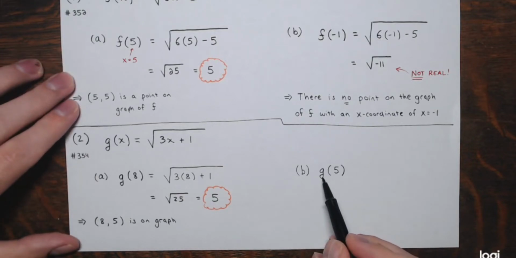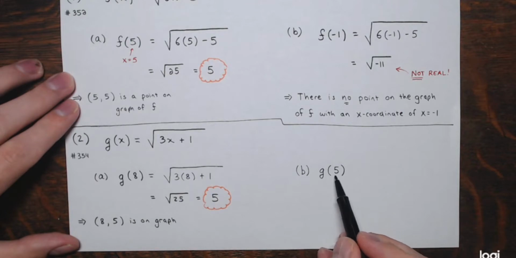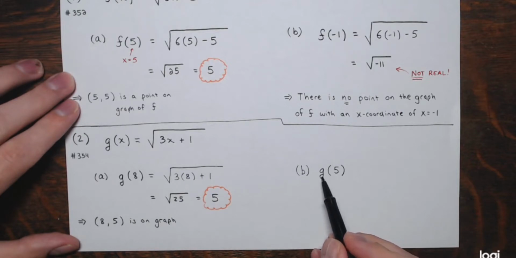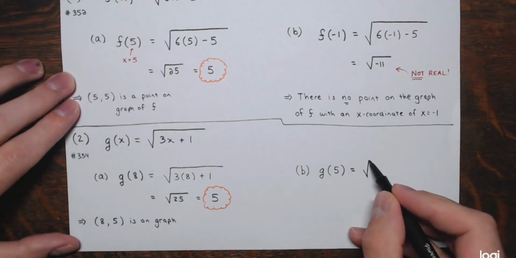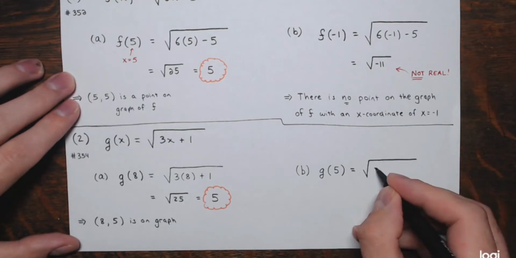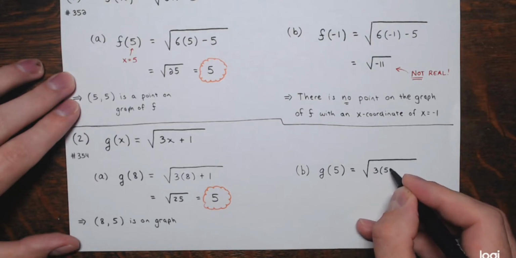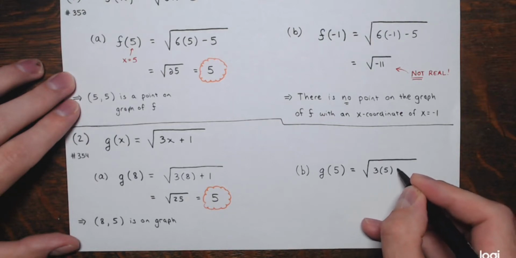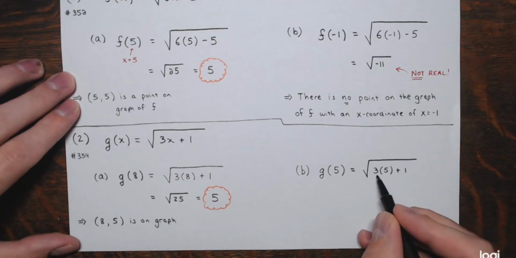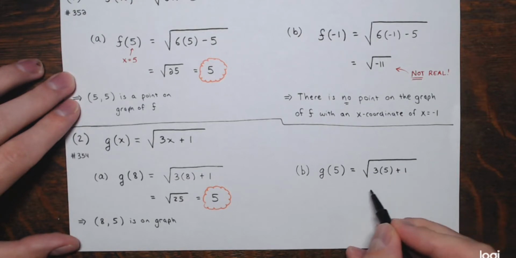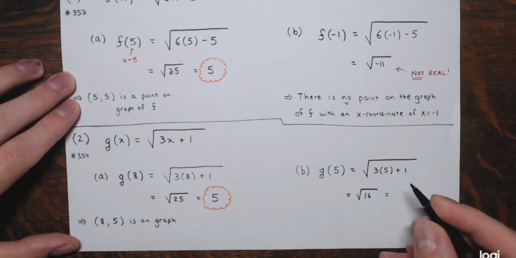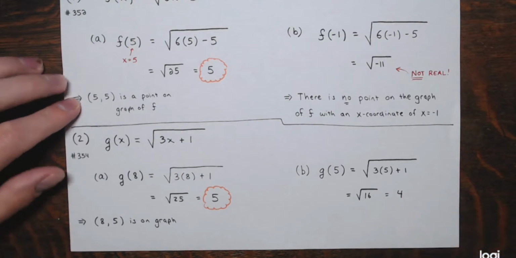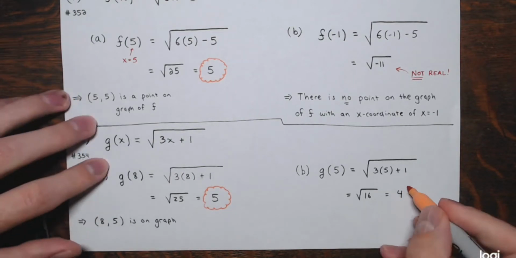All right, then part B, what's g of 5? What's the output when the input is 5? Easy enough. The square root of 3 times 5 replaces x plus 1. Now 3 times 5 is 15, plus 1 is 16. And this has a non-negative square root of 4.